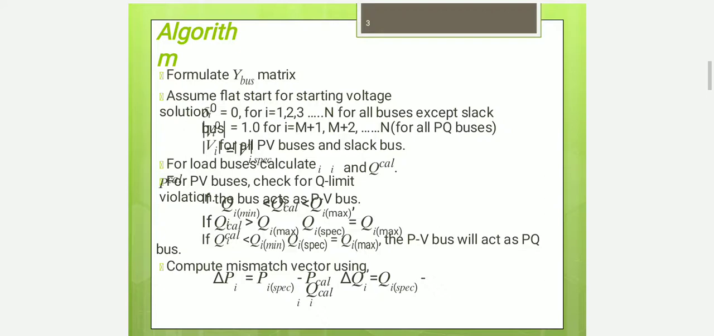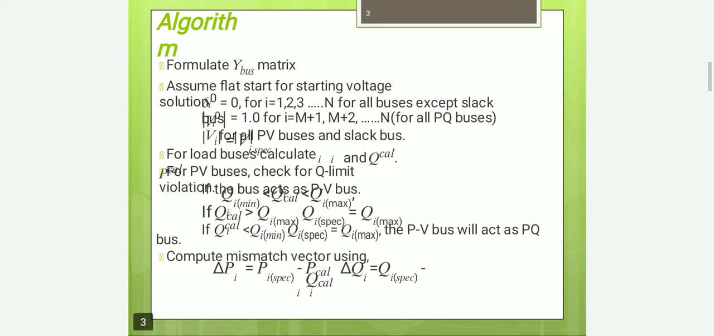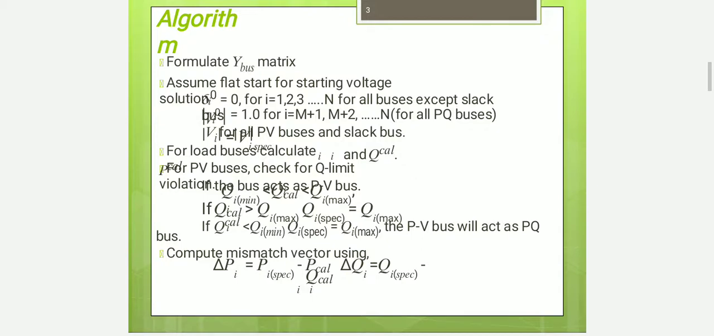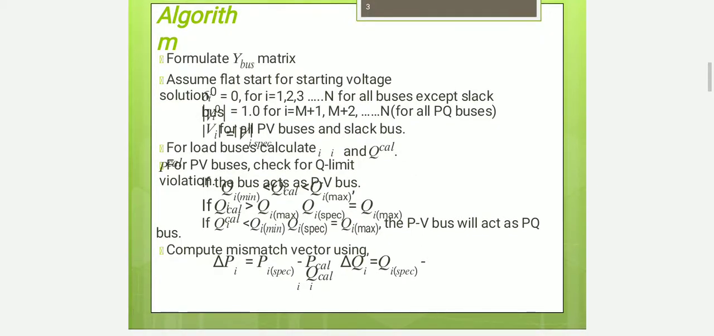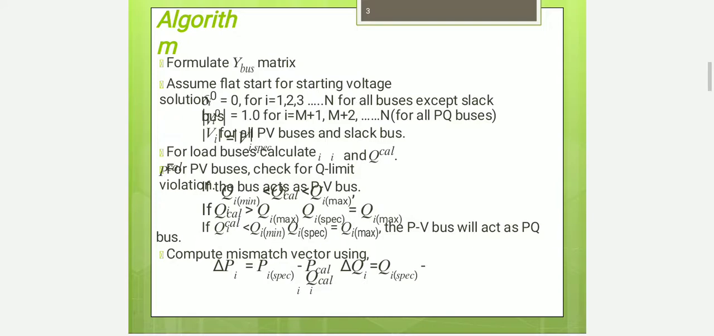for the load bus, calculate the value of P and Q, and these are all the parameters you need to calculate in case of the Newton-Raphson method. For the PV bus, you need to check the limit of Q, where Q is the reactive power and P is the active power, and you need to check some conditions before getting the solution for solving the non-linear algebraic equations by using this iteration method called the Newton-Raphson method.